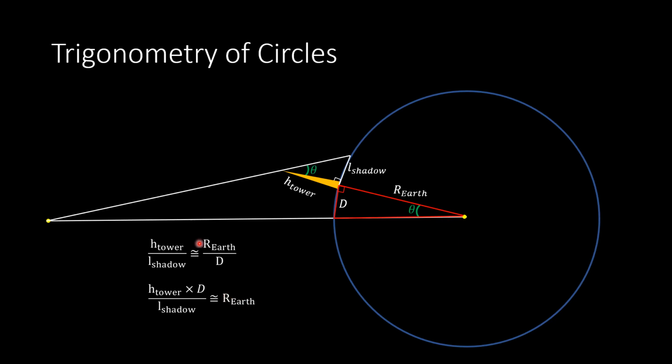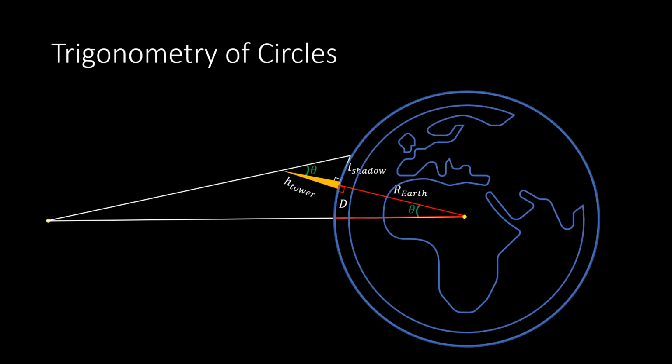So since it's similar triangles, we can set up this relation here. The height of the tower over the length of the shadow is equal to the radius of the Earth over d, or the distance between those 2 points. So looking at this, we can kind of see what you would need to do next.